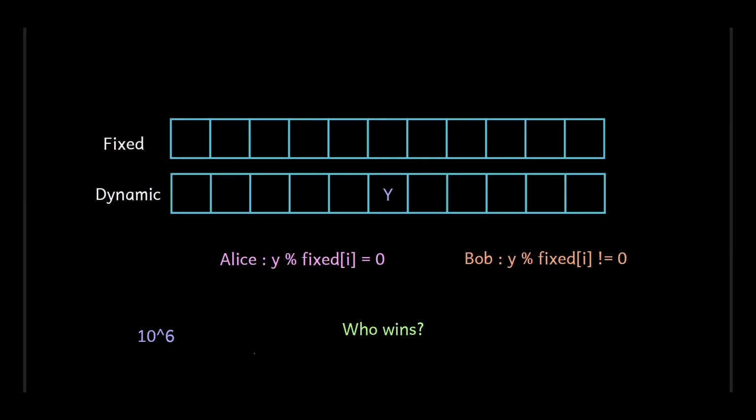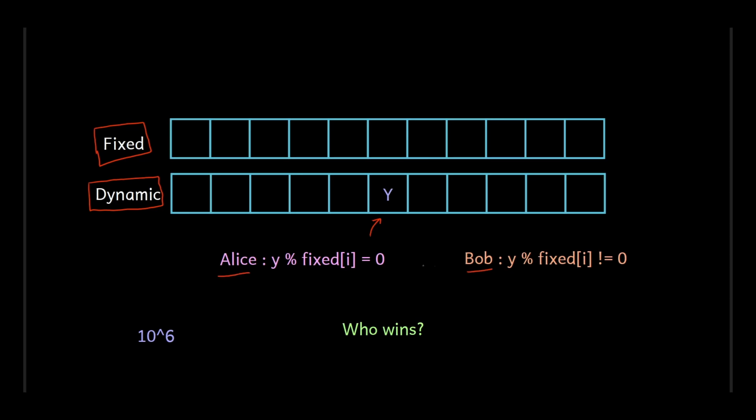Alice and Bob are playing a game where they start out with two arrays. One is a fixed array that will remain the same across all the rounds, and one is a dynamic array from which players will take turns deleting exactly one element in each round. But the rules of the game are different for Alice and Bob.